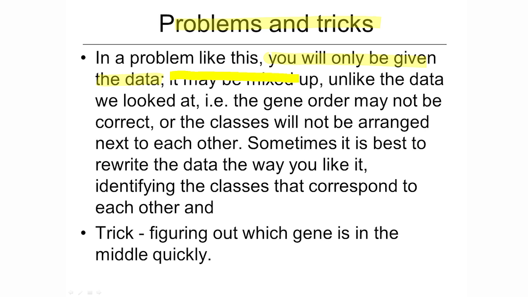But it may be all mixed up. In other words, the data we looked at was 2 parentals, 2 recombinants that came from the same crossover, etc. They might not put them in any particular order. The gene order may not be correct. The classes are not going to be arranged in the right place next to each other. Sometimes it's best, well, I think it's always best, but it depends how much time you have, I would rewrite the data the way you like it, which means the way I like it.